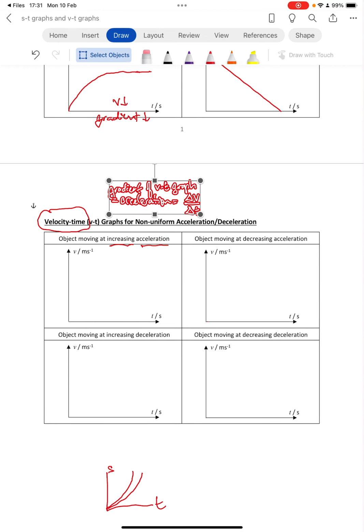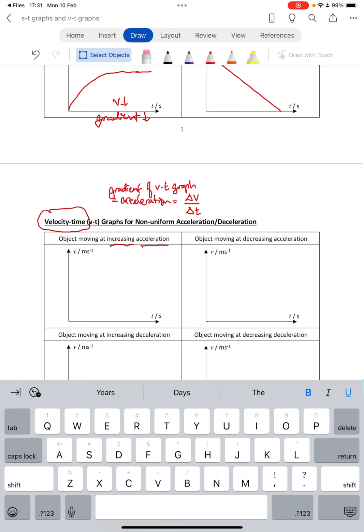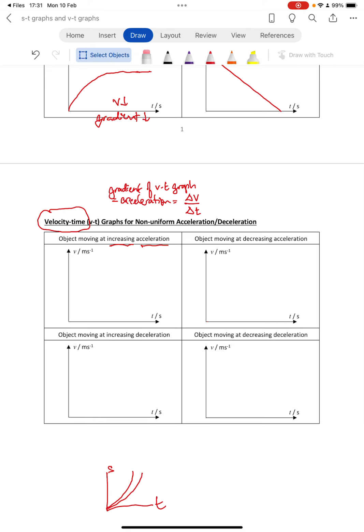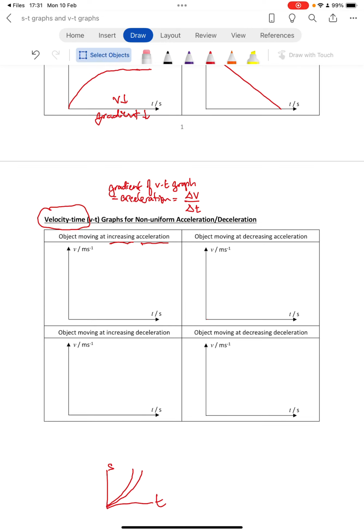So to remind us, the gradient of velocity time graph is acceleration, all right? So since the acceleration is increasing, it means that the gradient is increasing. So our line over here would have increasing gradient, okay? So that shows us increasing acceleration, right? The gradient is increasing, right? Because acceleration is increasing, okay? So next, decreasing acceleration.